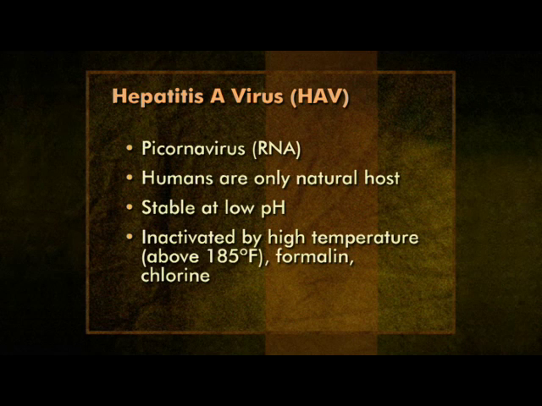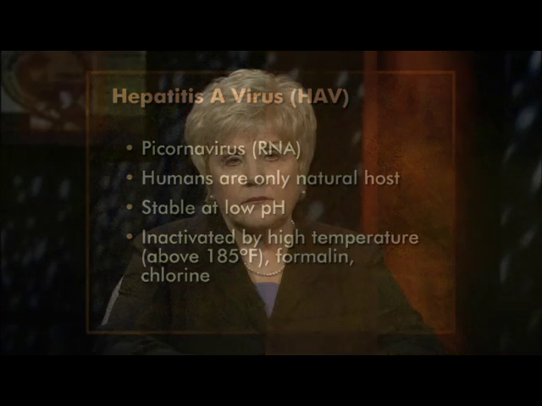Hepatitis A virus, or HAV, is a picornavirus with an RNA genome. Humans are the only natural host, although some non-human primates can be infected in laboratory conditions. Depending on conditions, HAV can survive in the environment for months. The virus is relatively stable at low pH levels and moderate temperatures, but can be inactivated by temperature above 185 degrees Fahrenheit, formalin, and chlorine.